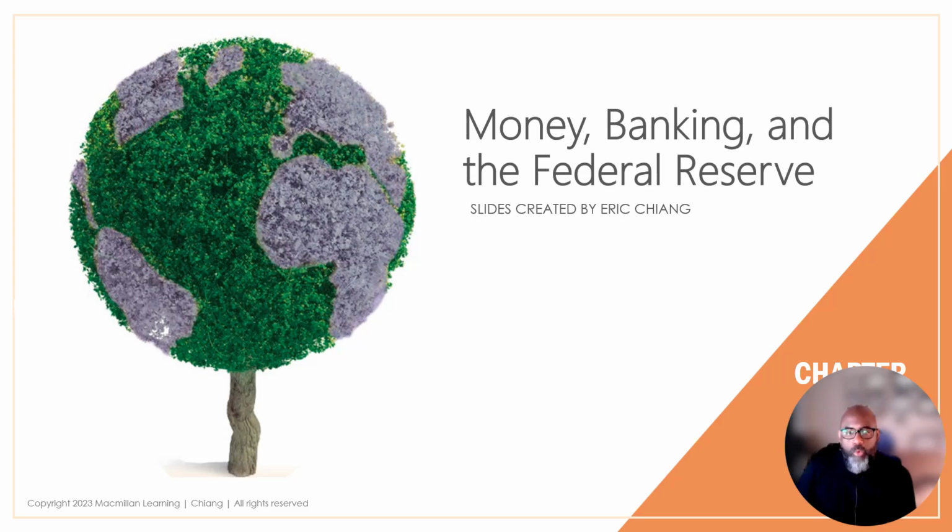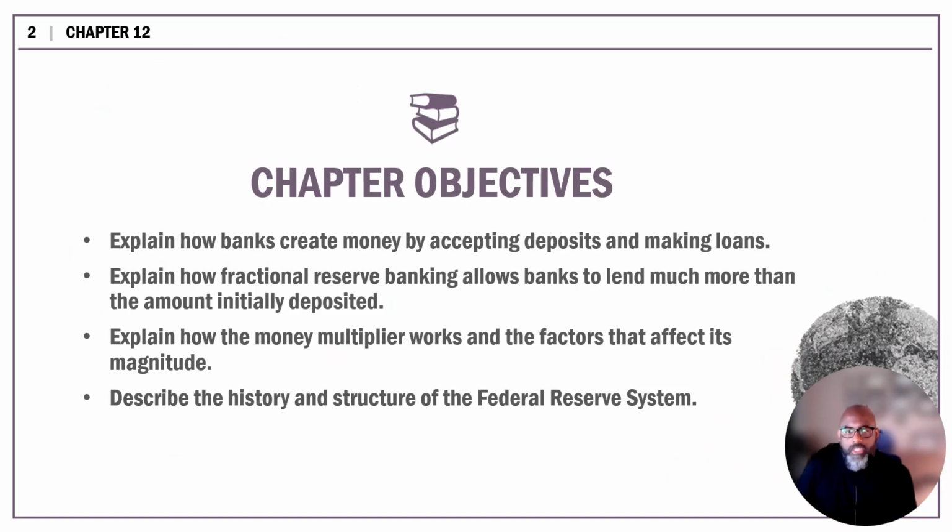In this lecture, we'll go over Chapter 12 from your Macroeconomics textbook. We'll be discussing money, banking, and the Federal Reserve. In this chapter, we'll discuss the process of money creation and the role of the Federal Reserve. First, we'll explain how banks create money through the process of accepting deposits and issuing loans.